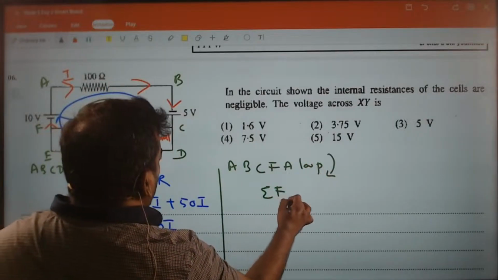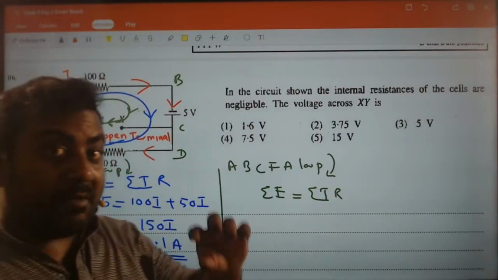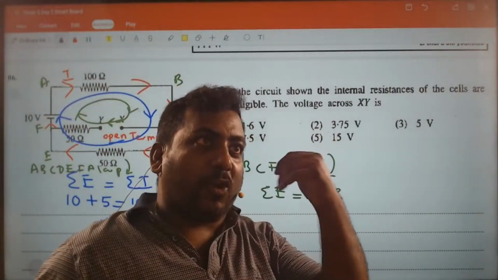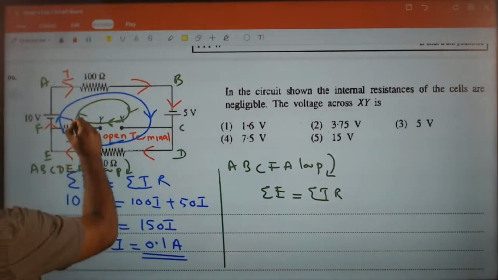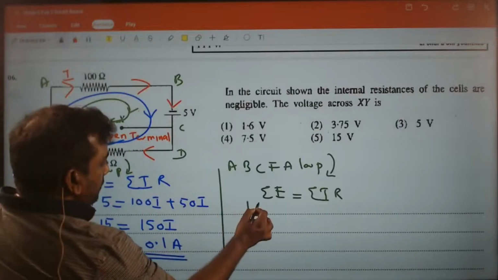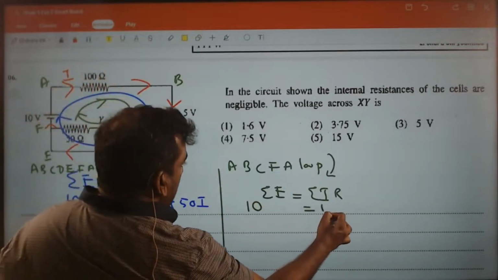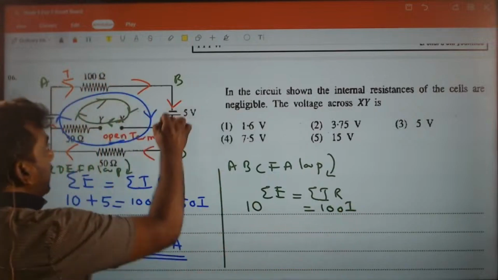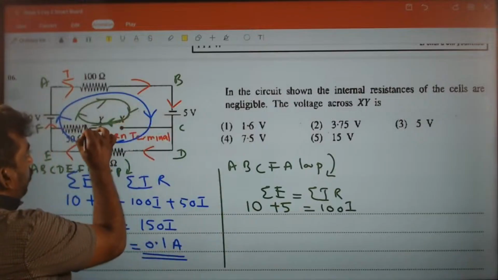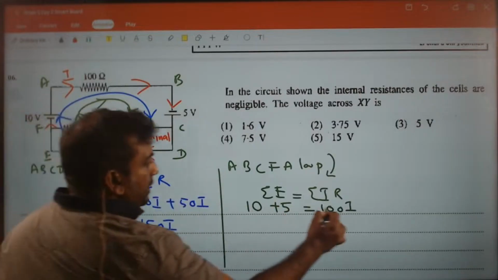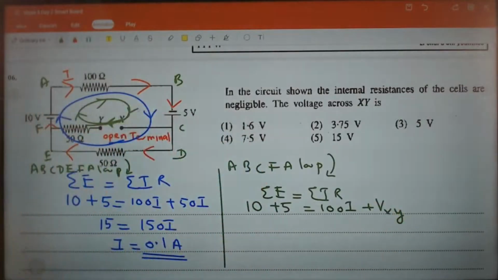Sum of EMF equals sum of potential differences. Look at the board. Remember when I taught you all the theory, how to find the potential difference across a capacitor. Same way. Here minus to plus positive. Loop direction, current direction same. 100I. Here minus to plus positive. Now this loop arrow is going from X to Y. So voltage X to Y. X voltage is higher.